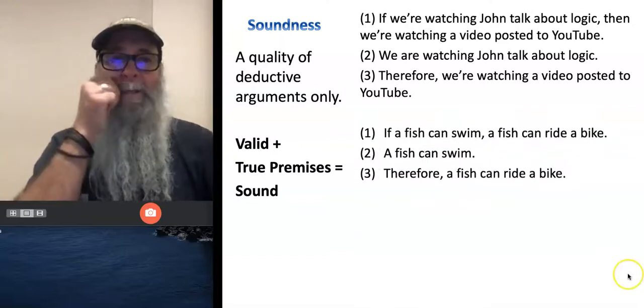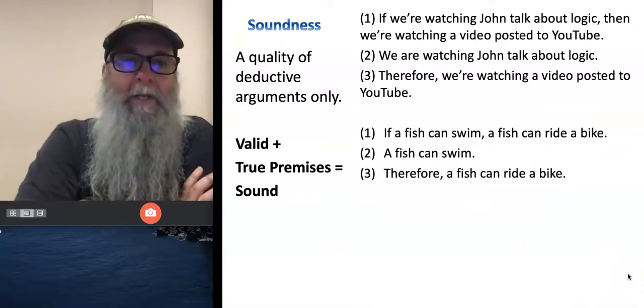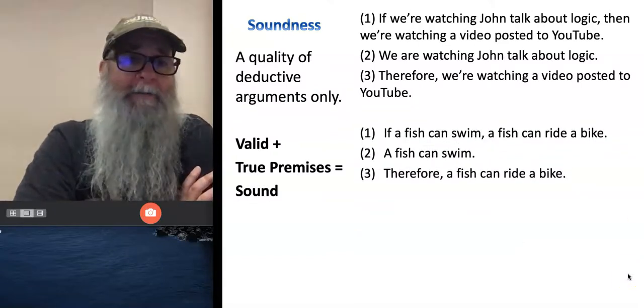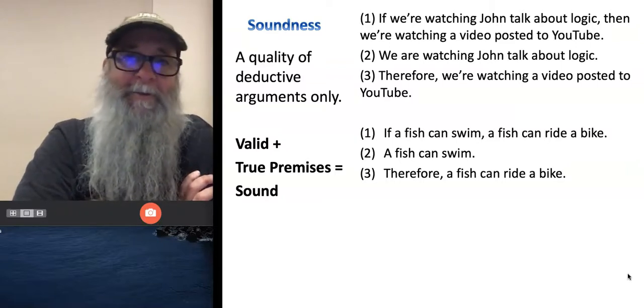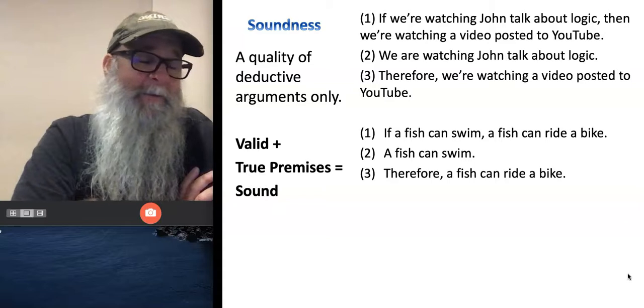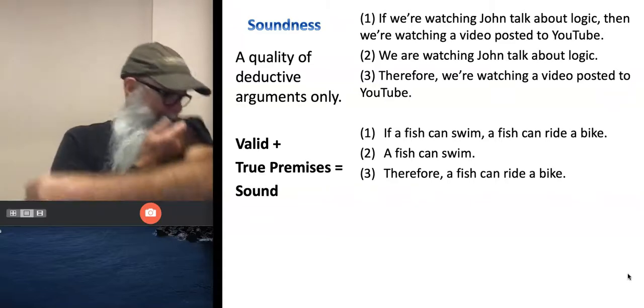All right. Now here's another argument. If a fish can swim, a fish can ride a bike. A fish can swim, therefore a fish can ride a bike. Why don't you go ahead and pause the video and determine whether or not this argument is valid or invalid. If it's invalid, we don't spend any more time with it, but if it's valid, then we do. All right.